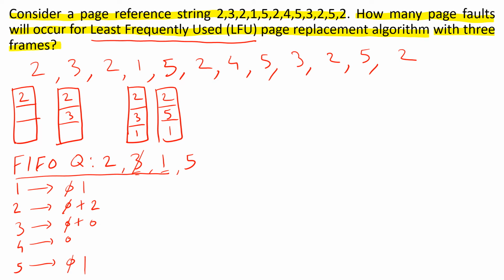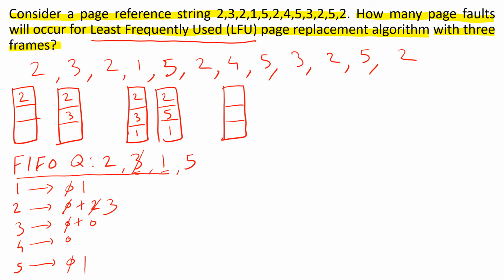Now you need page 2. Page 2 is already there, so you can simply use it, and since it is used one more time, the reference count for page number 2 is incremented by 1. Then we need page 4, which is not there. The reference count for 2 is 3, for 5 is 1, and for 1 is 1. So the least frequently used pages are 1 and 5, so there is a tie. But out of 1 and 5, who came first? 1 came first.